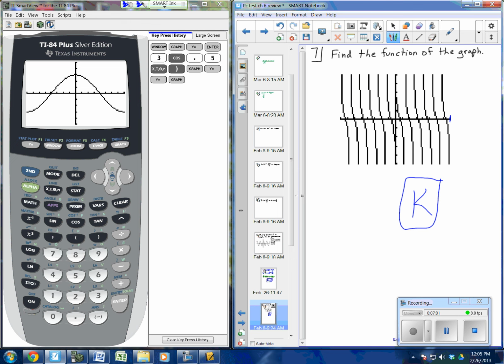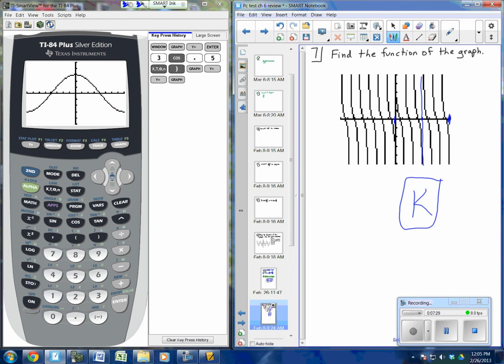Okay, now I can count how many cycles. This is 2 pi right here. Here's 0. Halfway between there, 1, 2, 3, 4 would be right here, right? So I can count how many cycles take place between 0 and pi. There's 1, 2, 3 of them, so I know that k is 3. It's that simple. Can you guys do that?